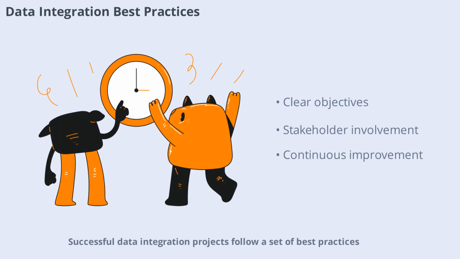Successful data integration projects follow a set of best practices. These include defining clear objectives, involving stakeholders, documenting data flows, and establishing data quality standards. Regular testing, monitoring, and continuous improvement are also essential. By following best practices, organizations can reduce risks, improve outcomes, and maximize the value of their integrated data.